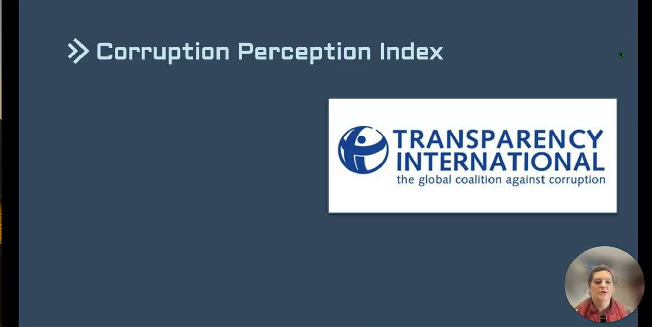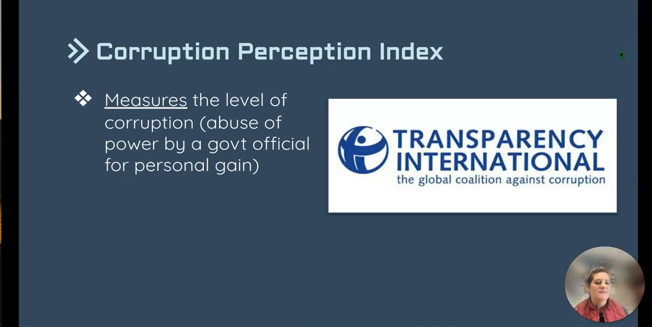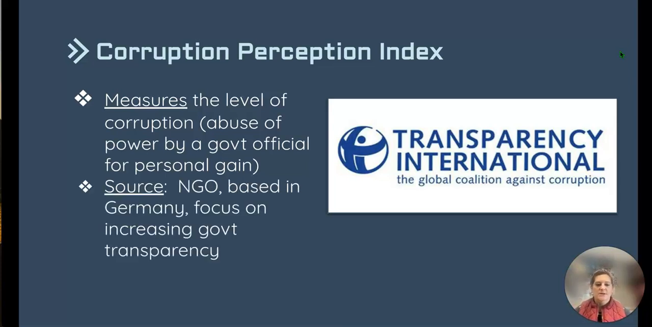Transparency International creates the Corruption Perception Index, and this measures the level of corruption, or abuse of power by a government official for personal gain. That's corruption. Again, Transparency International is an NGO, and their whole purpose is to increase government transparency, right? They don't want corruption in government.